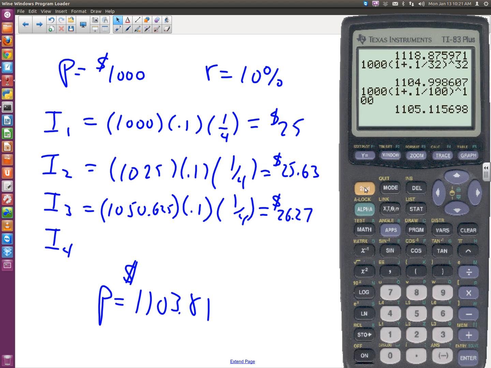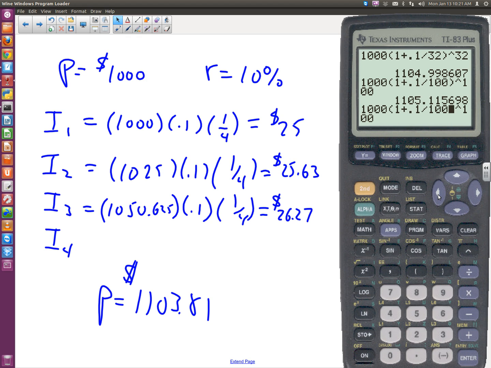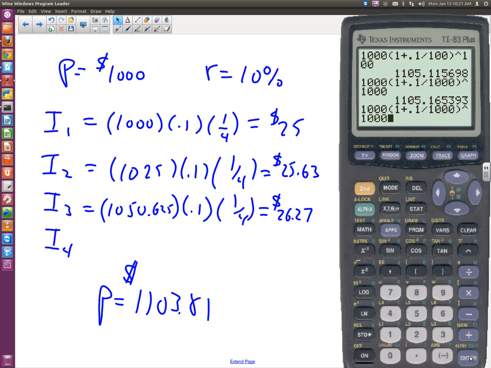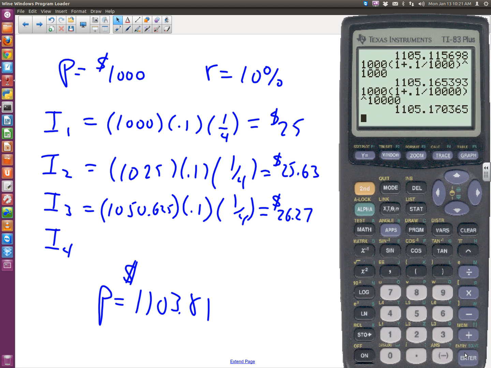Okay. What if I do this 1,000 times a year? Did we get more? $1,105 and 17 cents? What's the most I can get? Let's do this 10,000 times a year. It's still 17 cents. It's a little bit bigger if you don't round off, but when you round off, it's still $1,105.17. Sounds like that's about as much as I'm going to get.